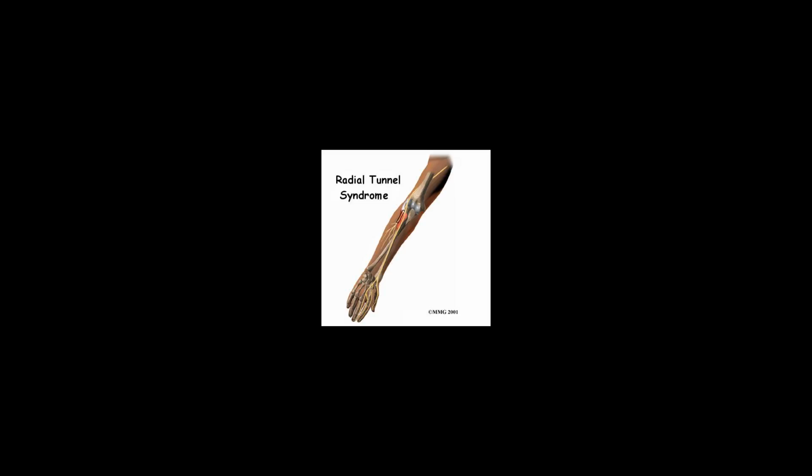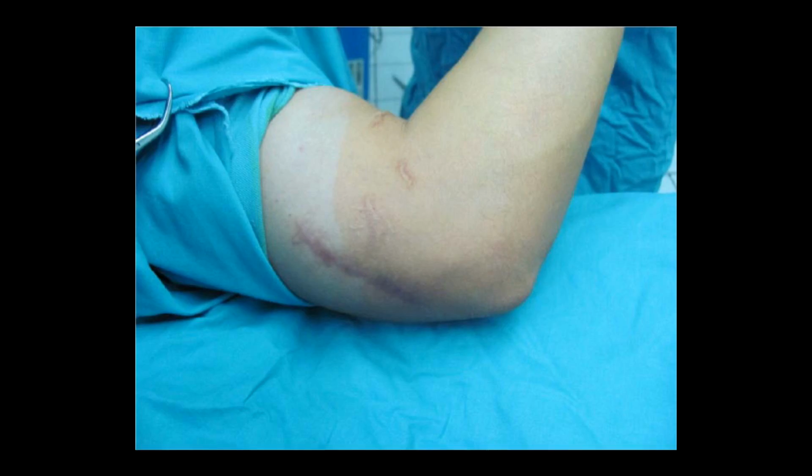Since the nerve passes dorsally around the head of the radius, it is susceptible to traction or compression injuries when the elbow joint is injured, in particular, radial dislocation.